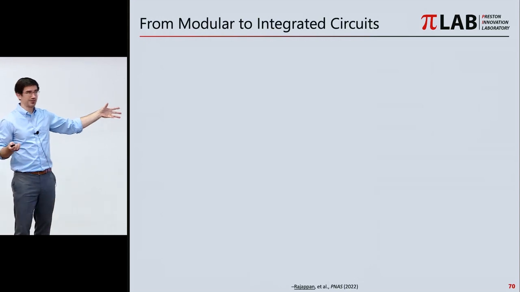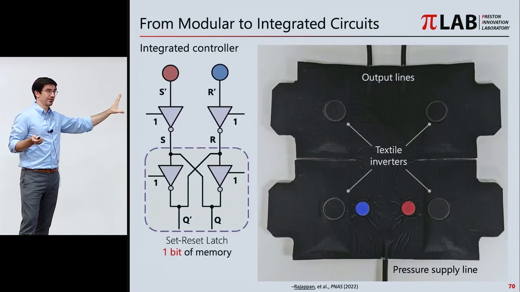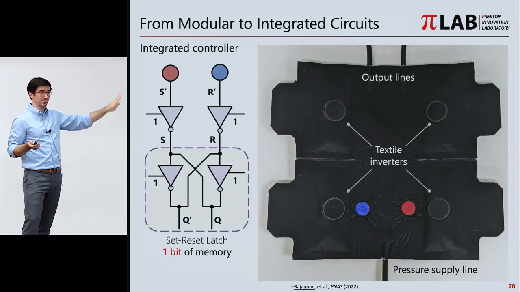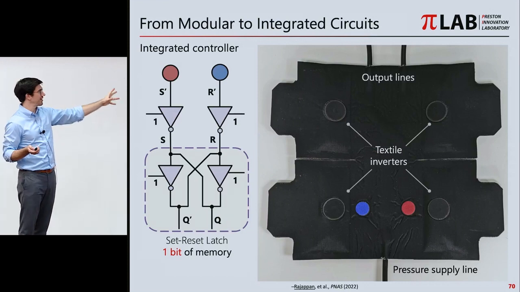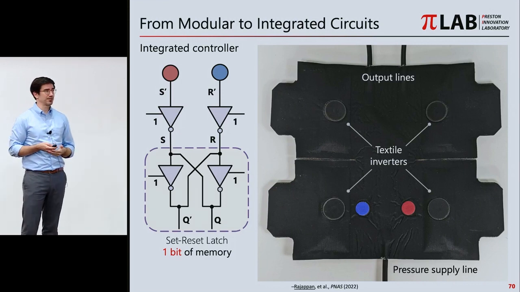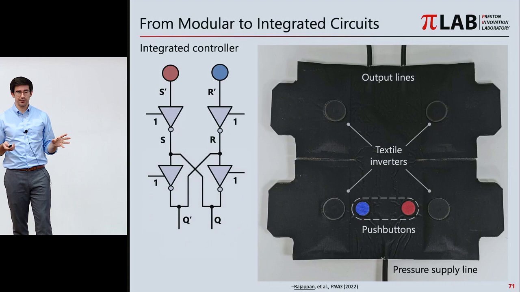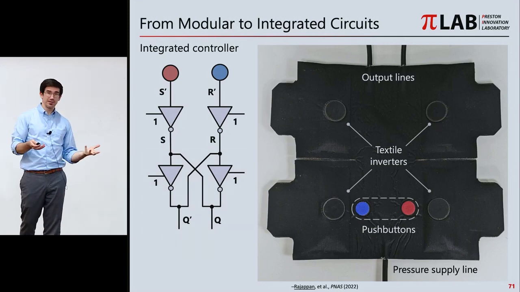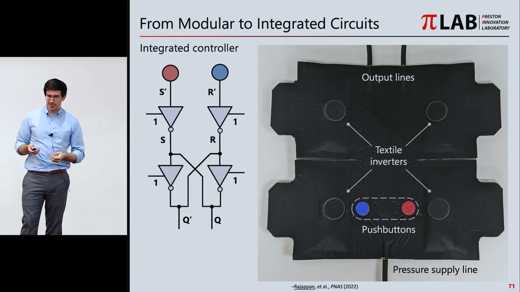And then we said maybe another step to take would be to move towards integrated circuits. So I've been showing these all stuck onto Velcro breadboards. Can we make a monolithic textile sheet that has all of these things built in? And the answer here was yes. So we built the SR, or set reset, latch into here, and we also incorporated two push buttons because we wanted to receive input from a human user. How do these push buttons work?